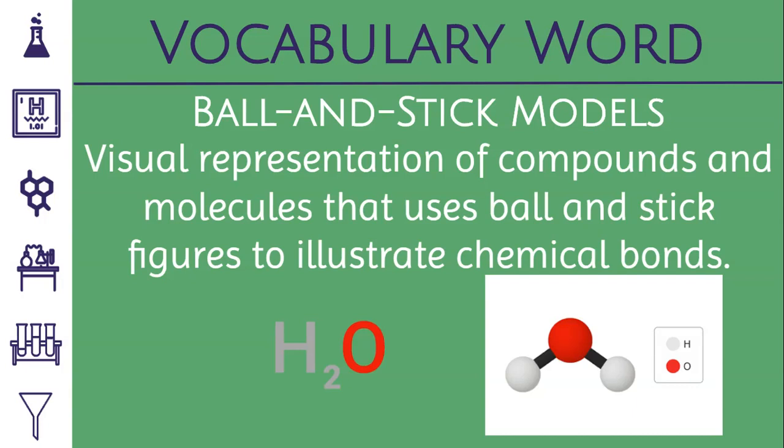So just to give you a more formal definition for ball and stick models: ball and stick models are visual representations of compounds and molecules that use ball and stick figures to illustrate chemical bonds. And here we have an example. H2O, of course, we worked on this last week, is a chemical formula. And to the right there, we can see a ball and stick model for a molecule of water, or H2O.